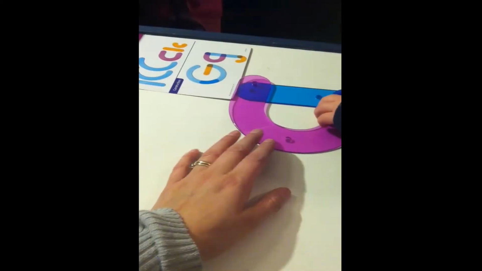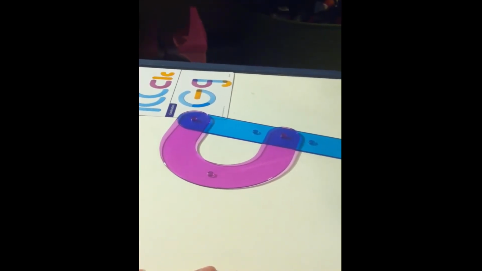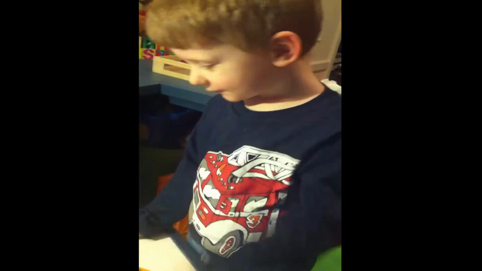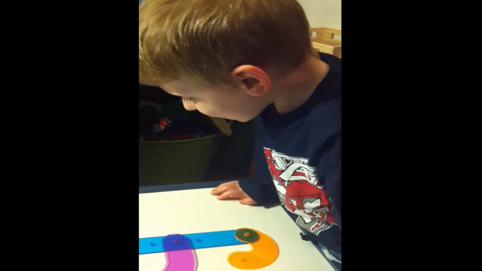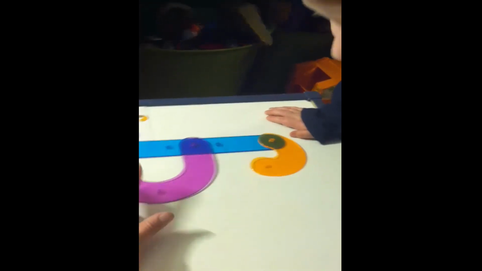Now let's make this little G. So we're going to have to use these pieces to make the little G. Could you make the little G? Good. You did it! What letter is it? G. Is it a big G or a little G? A little G. So we made big G, little G.